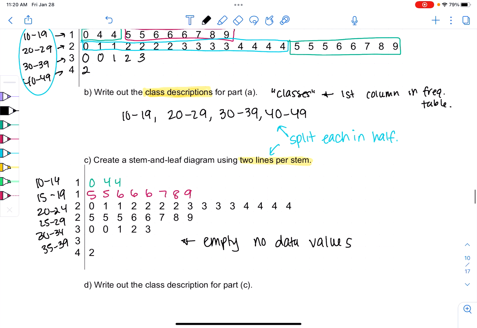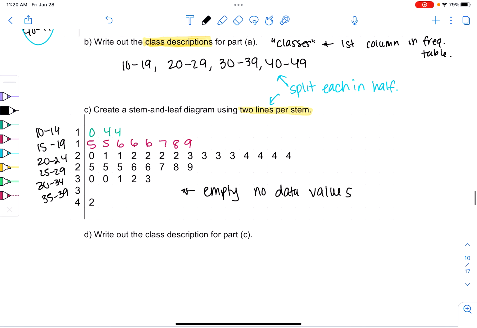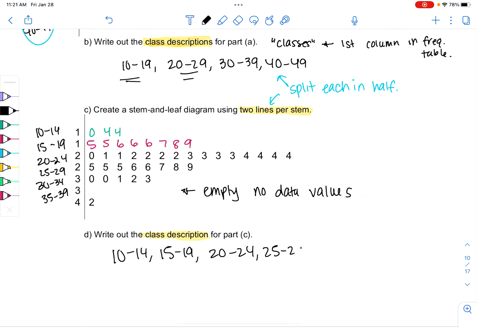And so our class descriptions are a little bit different now. It's again, what is the description of each row? So rather than 10 through 19, we had split them up. So it'd be 10 through 14, 15 through 19. Instead of 20 through 29, right, we split it up, 20 through 24, 25 through 29. We split up 30 through 39, 30 through 34, 35 through 39.